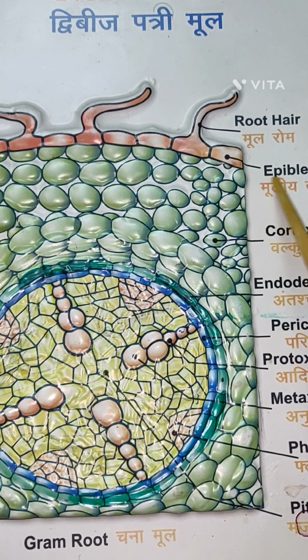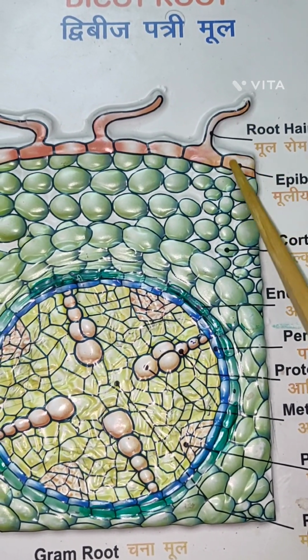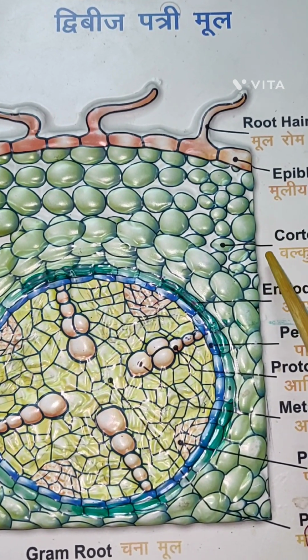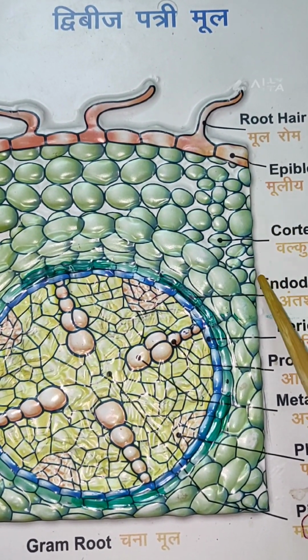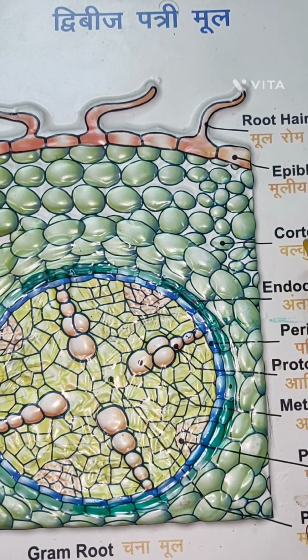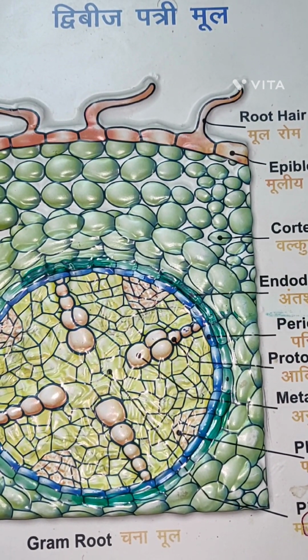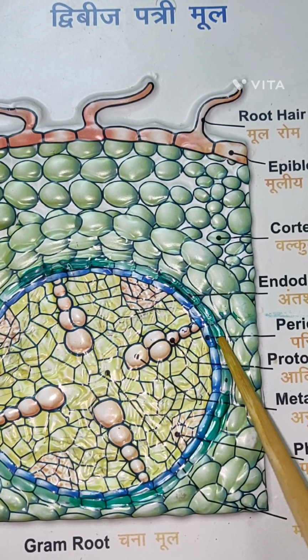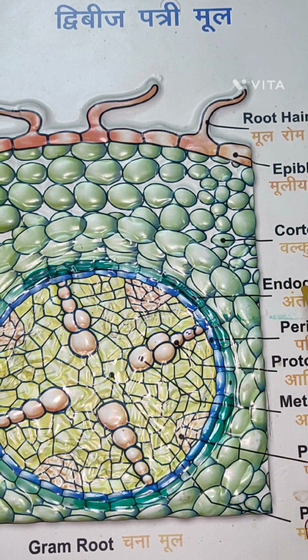The outermost region is called epiblema. It contains root hairs, unicellular, without cuticle, without any spaces. The second region is the cortex, loosely packed parenchymatous cells with spaces. The innermost region of the cortex is called endodermis. Endodermis has Casparian strips. The radial and tangential walls are deposited with a water impermeable substance called suberin.